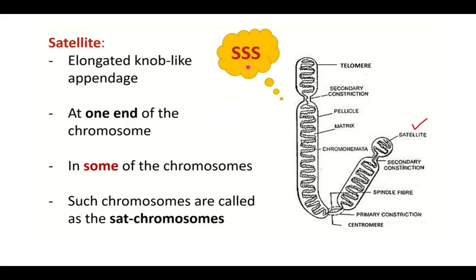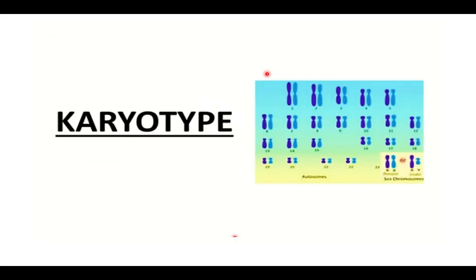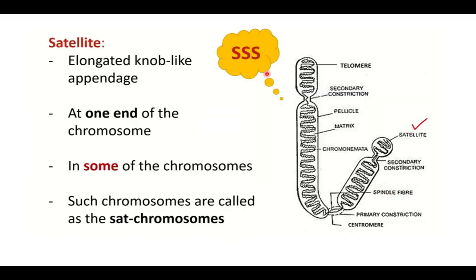So remember this clue word, triple S. The satellite as well as the secondary constriction are present in only some of the chromosomes. It's not compulsory for them to be present in all the chromosomes. With that, the structure of the chromosome is over. These are the important parts, children. Remember: primary constriction, secondary constriction, telomere, then satellite.